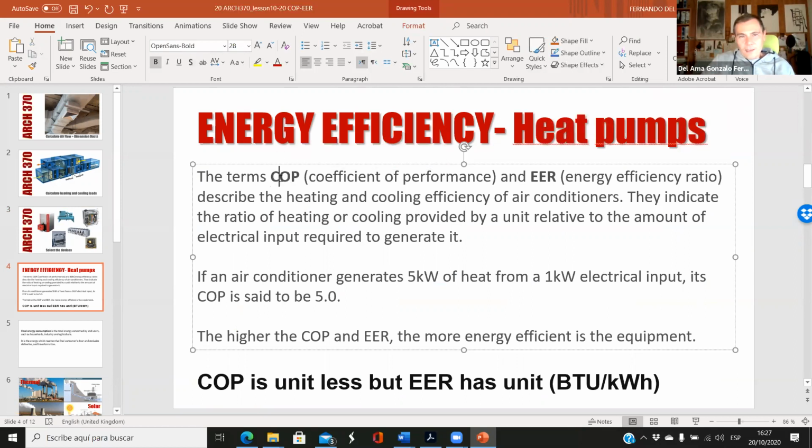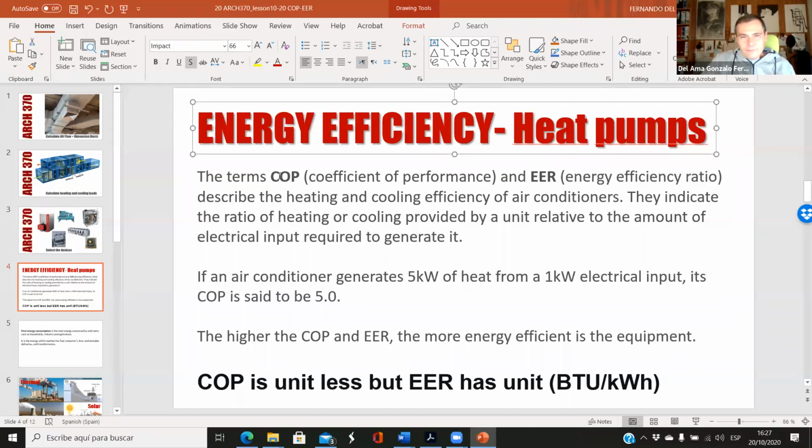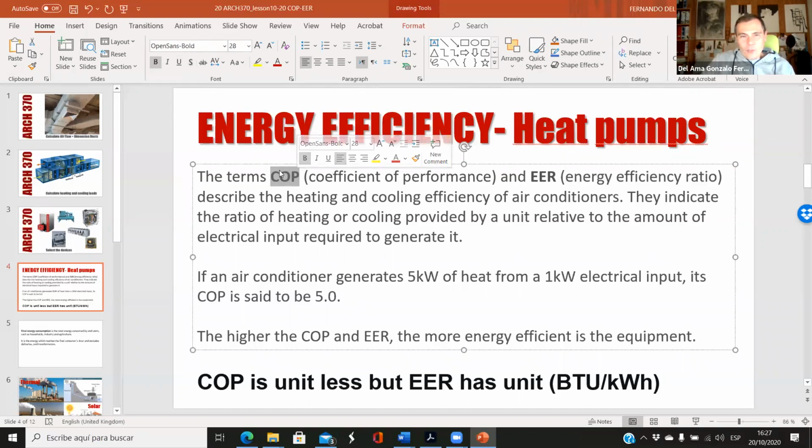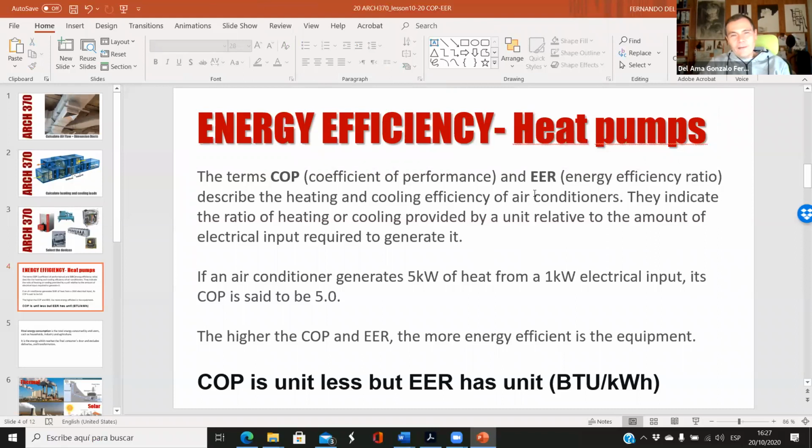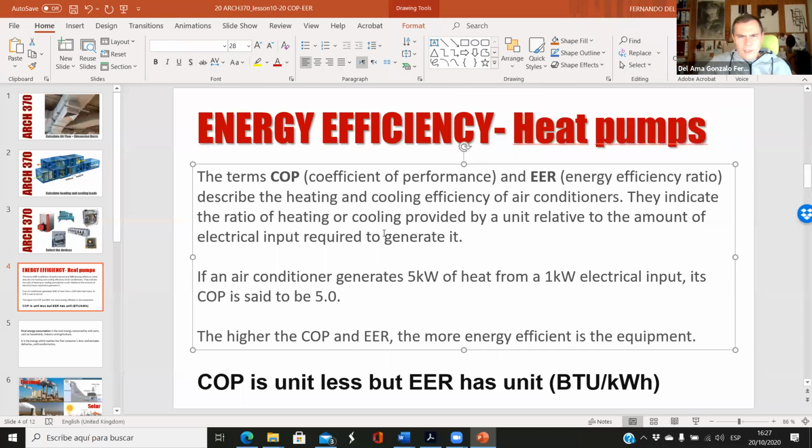So the first concept is the COP. This is the coefficient of performance. COP stands for coefficient of performance, and EER stands for energy efficiency ratio. They are talking about the same thing. So we have the COP or the EER. It's a way to classify the energy efficiency of a heat pump that runs on electricity. They describe the heating and cooling efficiency of air conditioners. They indicate the ratio of heating or cooling provided relative to the amount of electricity.